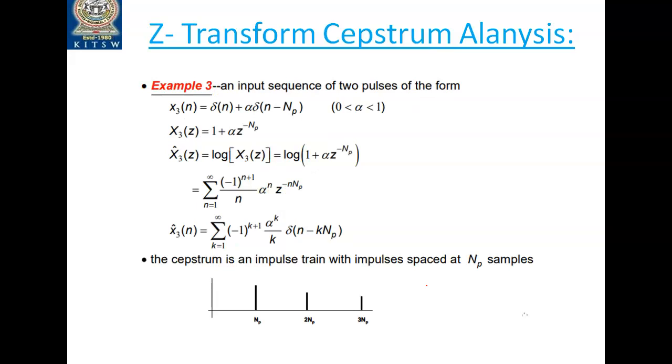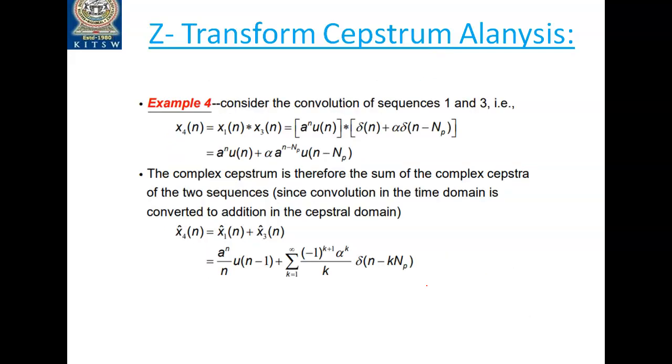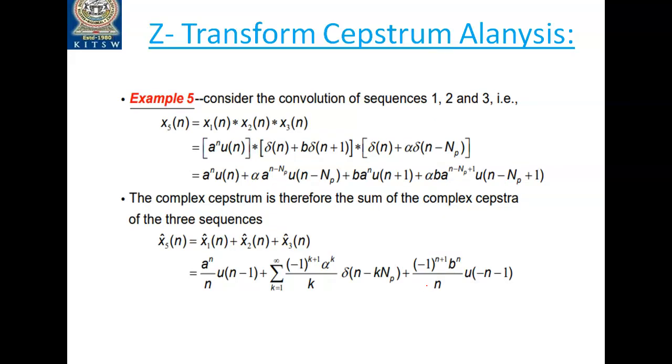Okay, so this is the way we are going to compute the cepstrum for each and every example that you consider. And this example is a convolution of the sequences of the previous examples 1 and 3. When you convolve the two sequences, what is the procedure to compute the cepstrum analysis? And this is a convolution of the three sequences.